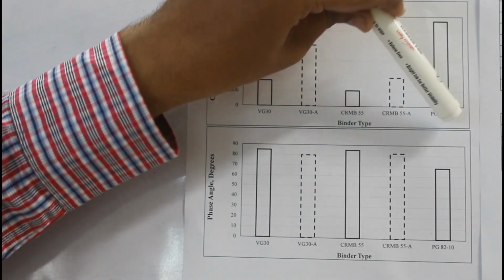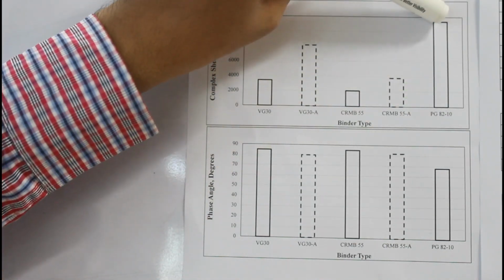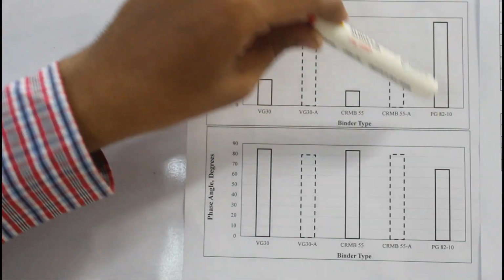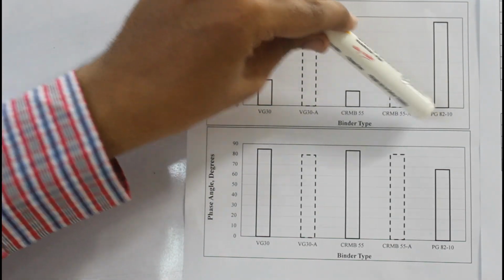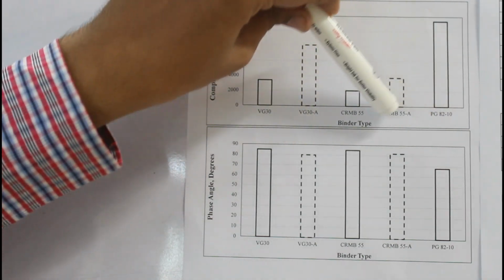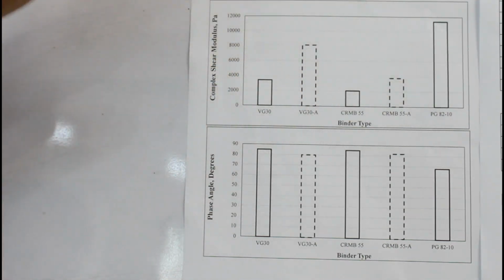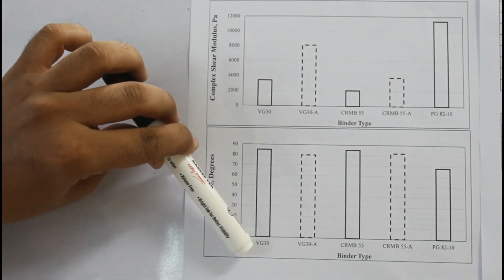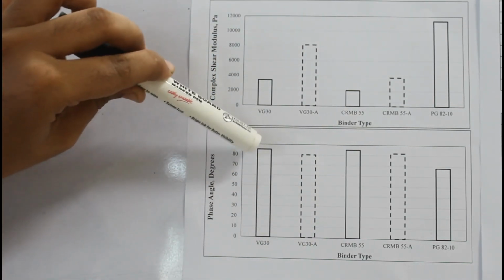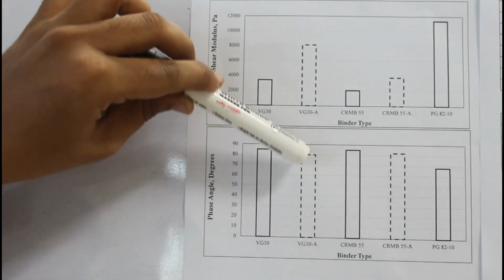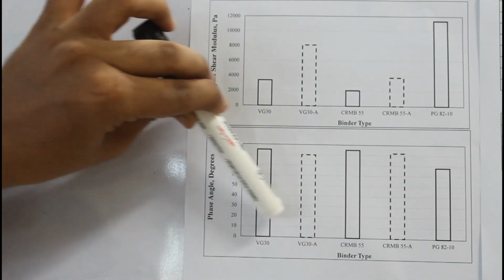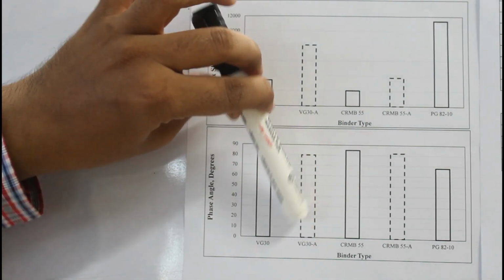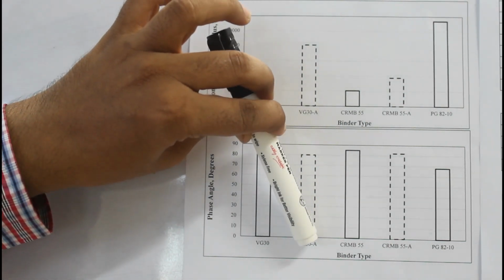If you see PG 82-10, even before aging, in the unaged condition, it is very stiff. It's a very stiff bitumen. We'll see how this grading is done, and on what basis, in the theory classes. Similarly, for the phase angle, VG30 in the unaged condition was around 85. After aging, it is 80. As we age the bitumen, it becomes stiffer, meaning the viscous component decreases.